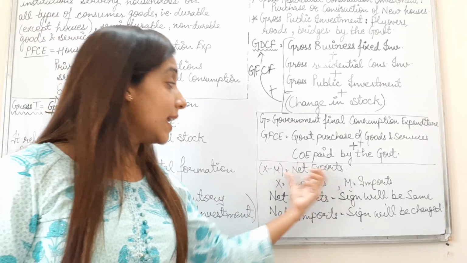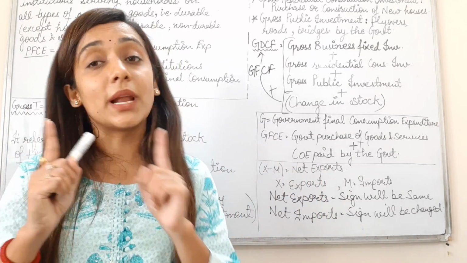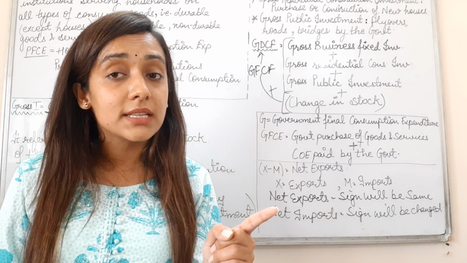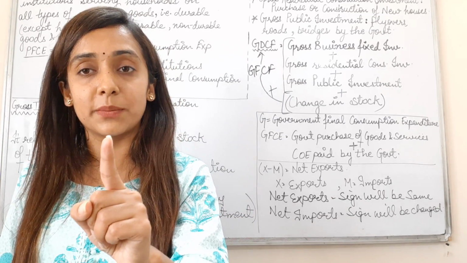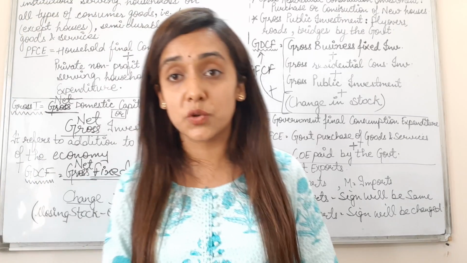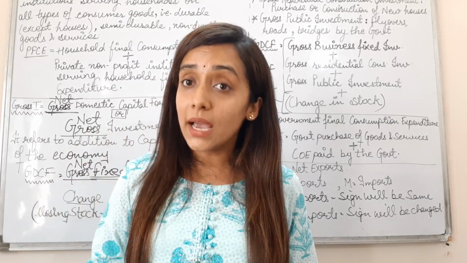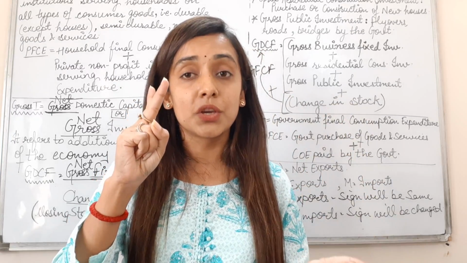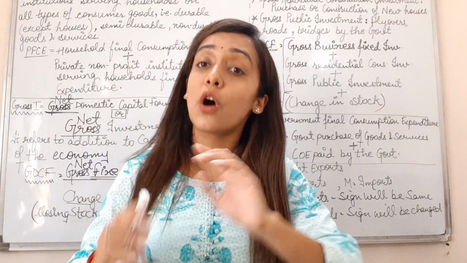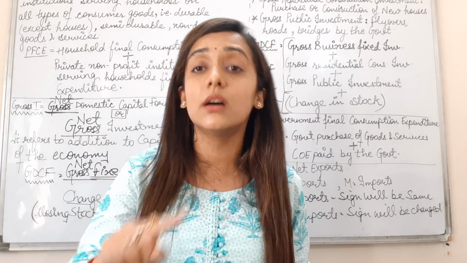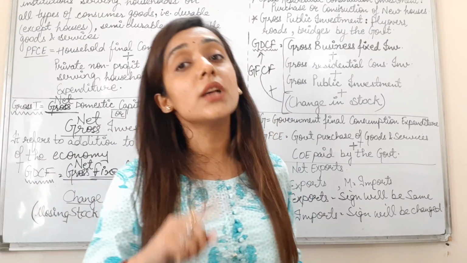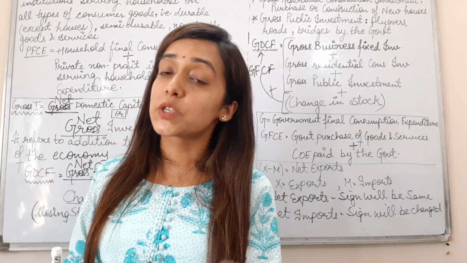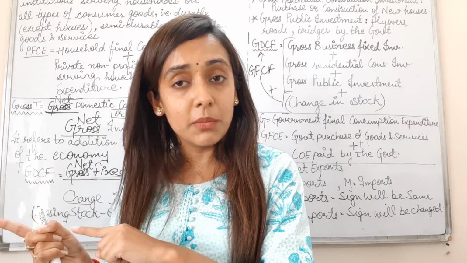Last component is X minus M. C plus gross I plus G plus X minus M. What is C? Private final consumption expenditure, that is households ka consumption expenditure. What is gross I? That is gross investment. First one was gross business fixed investment, that is the investment done by the firms. Gross residential, that is investment done by the household. Gross public investment, that is investment done by the government. Consumption bhi ho gaya, investment bhi ho gaya.